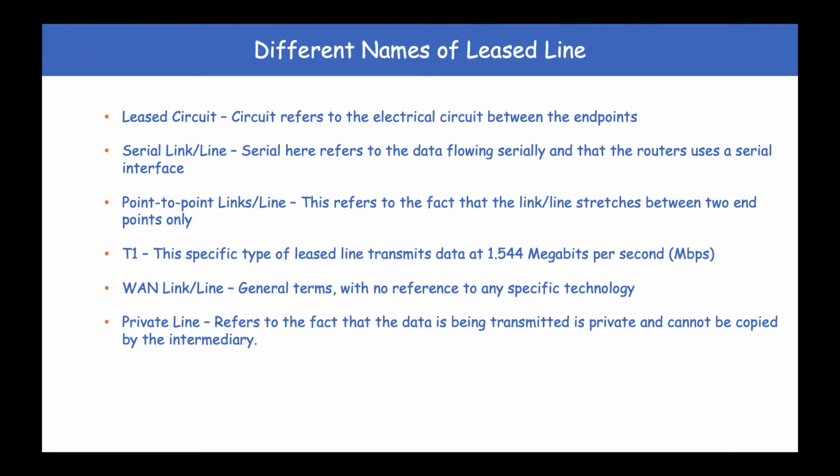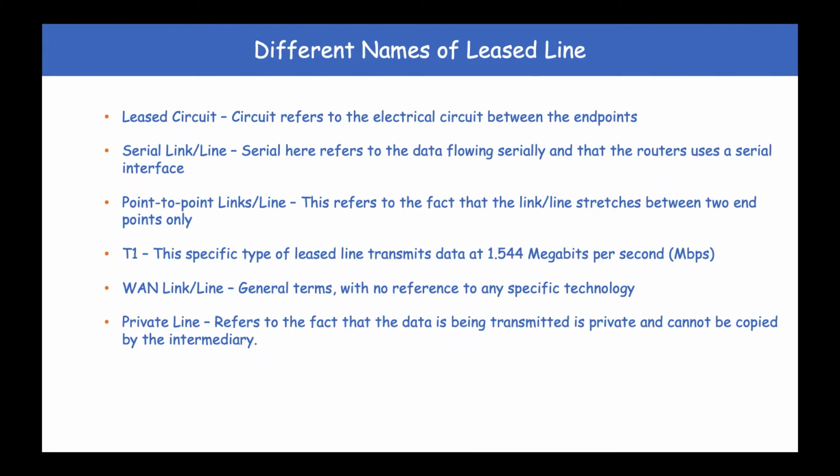As I was telling you, in the earlier days of the internet, the leased circuit or the dedicated circuit used to be delivered over serial links. These links usually had a speed of T1. That means a speed of 1.544 Mbps. This T1 terminology basically refers to the speed of the link. The WAN link or line is a generic term with no specific reference to any kind of technology.